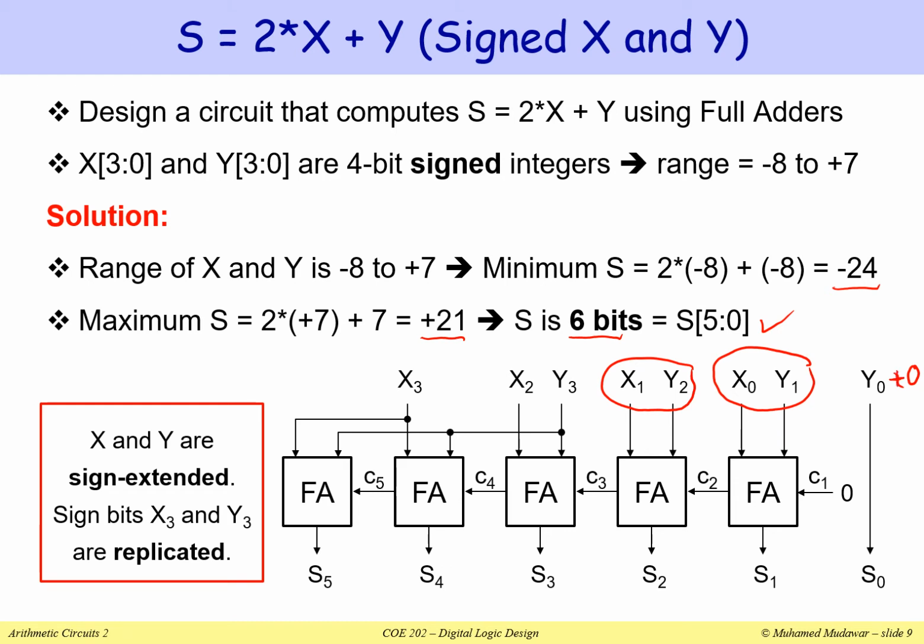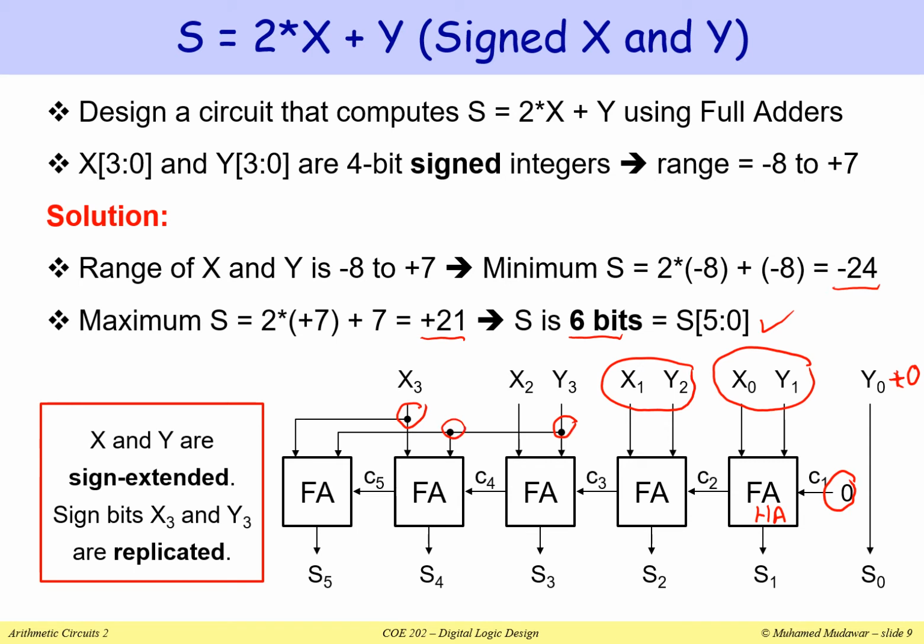There is no need for a full adder to add this. Also, this full adder, because C1 is equal to 0, can be replaced with a half adder and can be simplified. Finally, you can see how X3 is replicated because this is called sign extension. So we are replicating the sign bit X3. And notice that Y3 is also replicated. So this is sign extension.